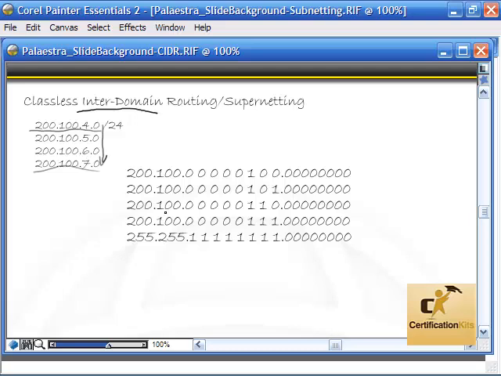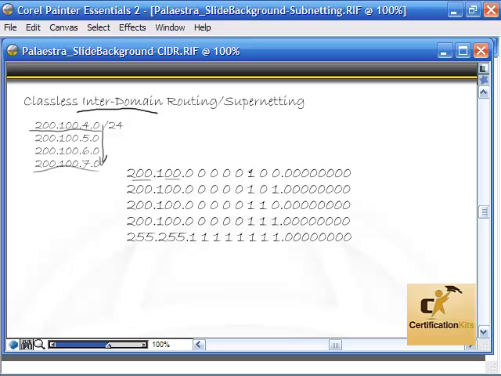200.100.4, 5, 6, and 7. And all I have to do is change the subnet mask. And what I do is I change it to the point where they all look the same. I've converted into binary here: 200, 100, and then I converted the 4 to binary, the 5, the 6, and the 7. And all I have to do to supernet these is say, okay, at what point do they stop looking the same? They all look the same, they all look the same.